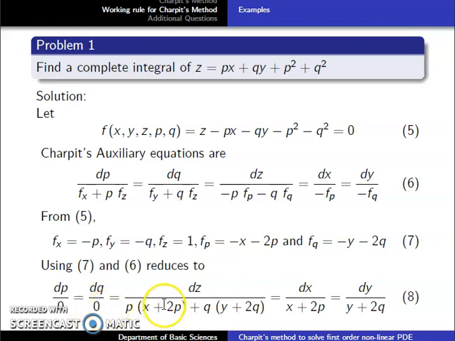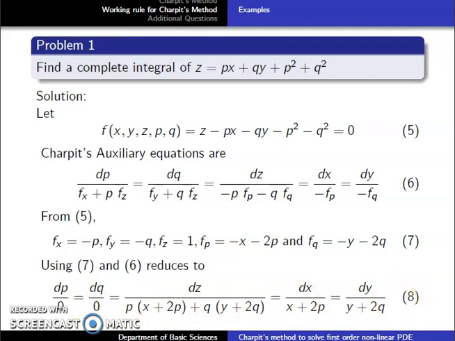So dq by 0 is equal to, similarly substitute the remaining values, dz divided by p into minus fp. So minus is taken common, so minus into minus becomes plus. So you get p into x plus 2p plus q into y plus 2q is equal to dx divided by x plus 2p is equal to dy divided by y plus 2q. So let us take this as equation number 8. And now we can see that all these fractions are equal. So dp by 0 equal to dq by 0. All these fractions are equal.